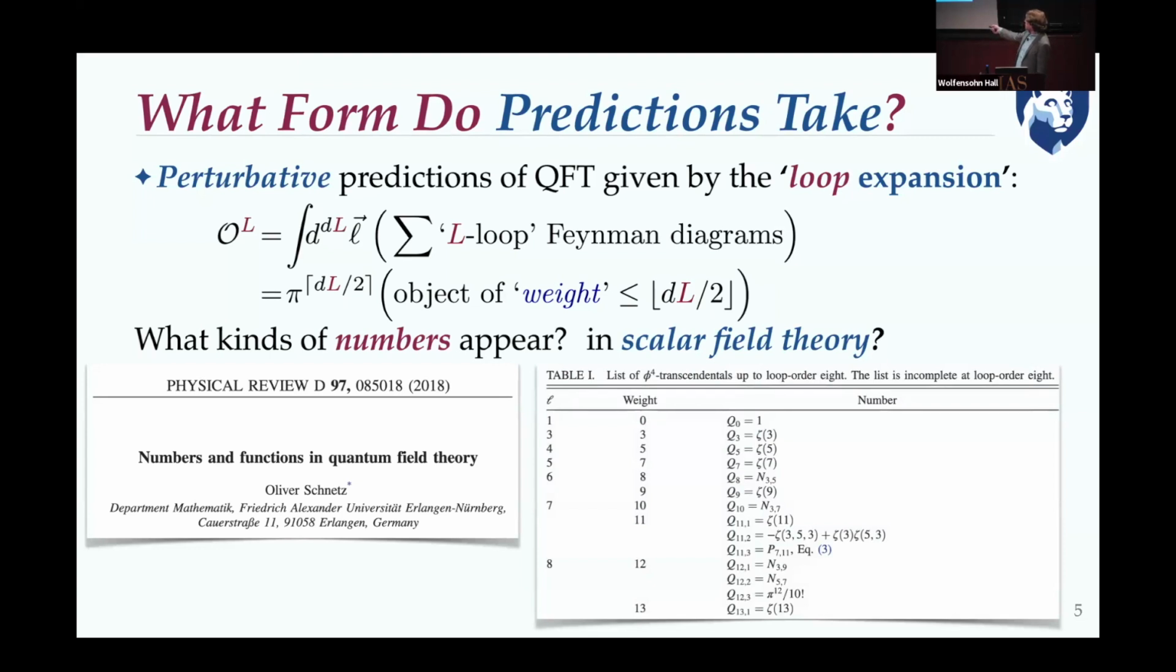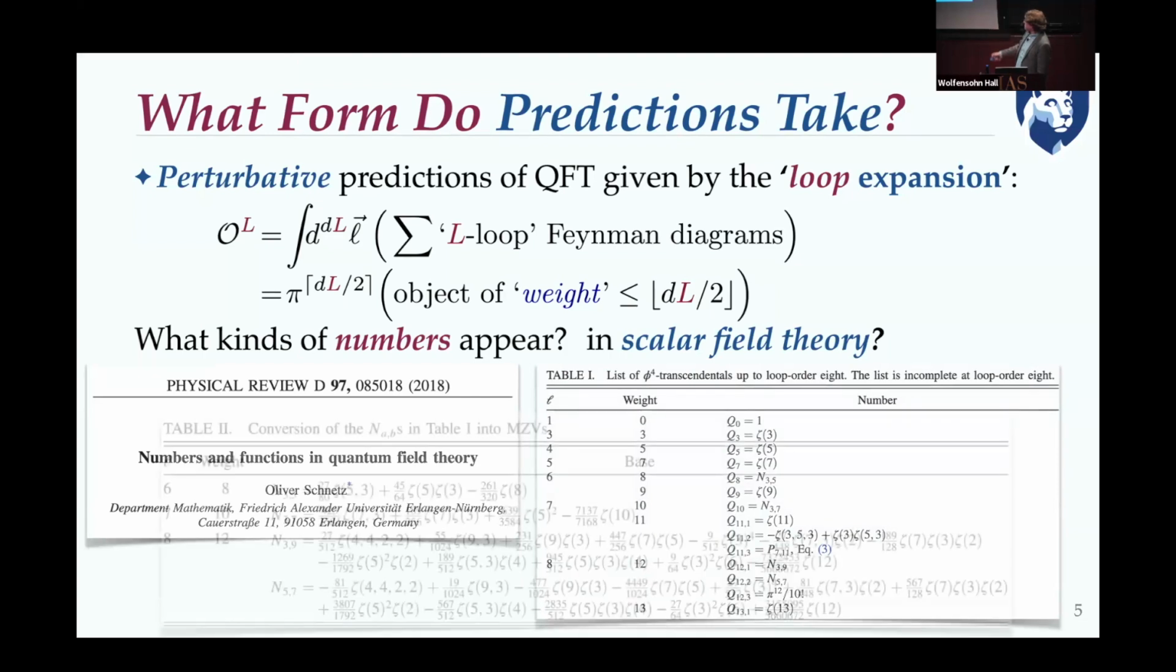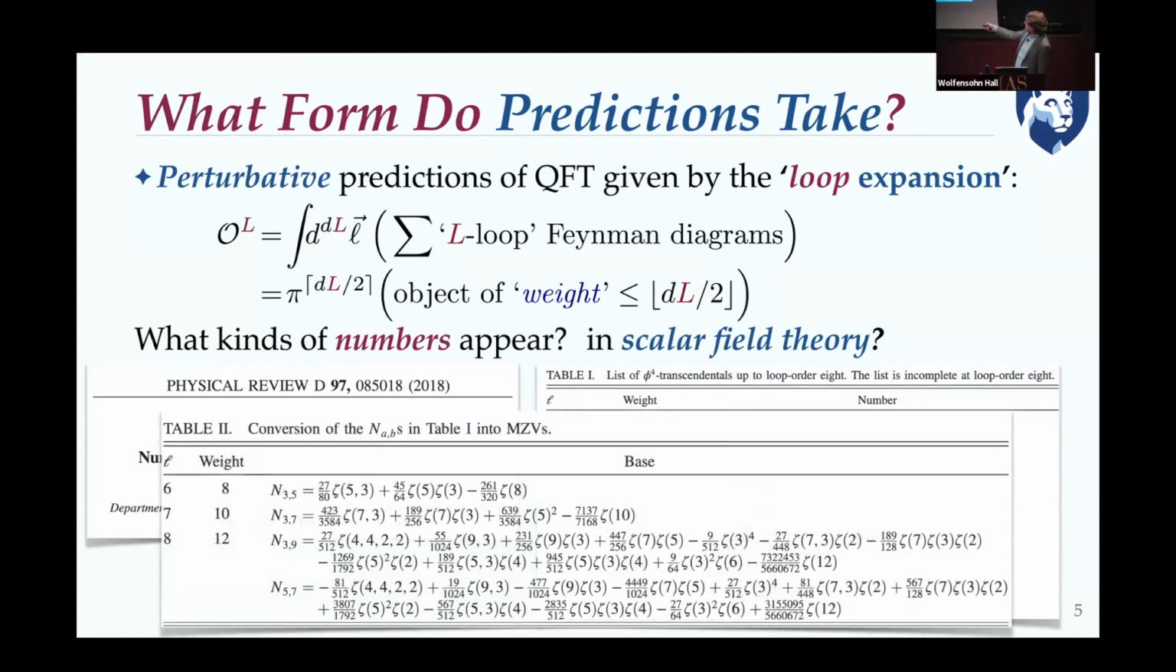And you see there are zeta values. There are some more complicated things here, which he expands. I mean, these are pretty ugly looking numbers. But what I really want to emphasize here is that actually this list is not complete at 8-loop order.